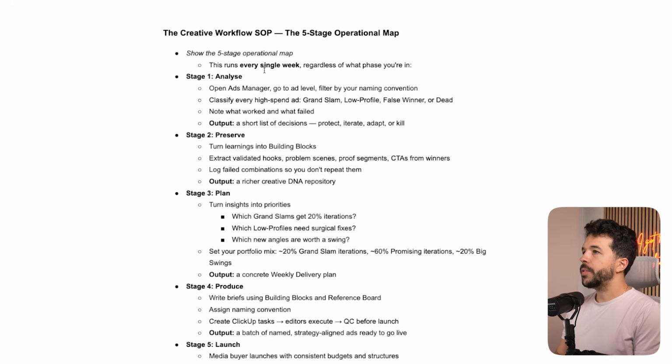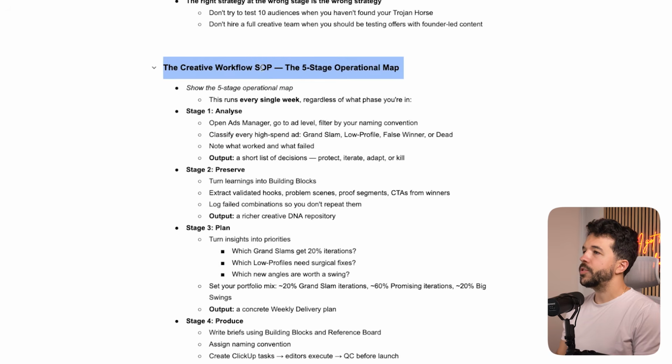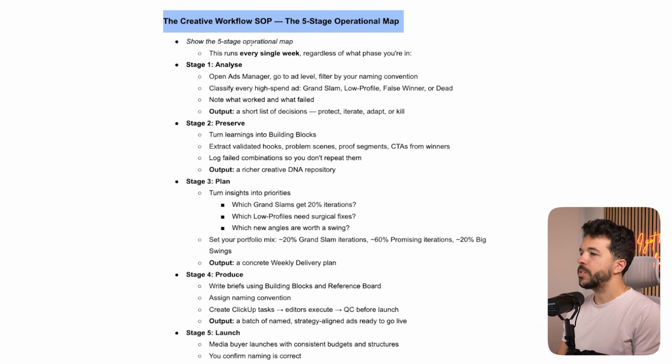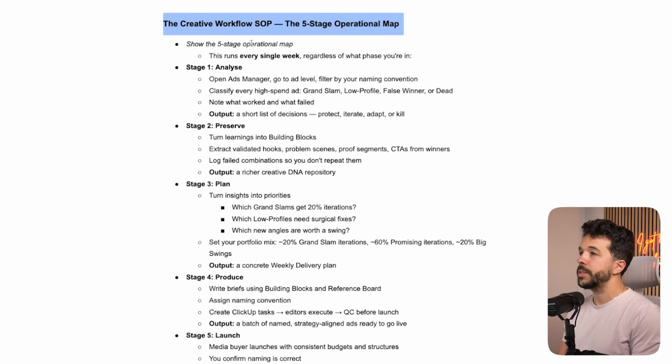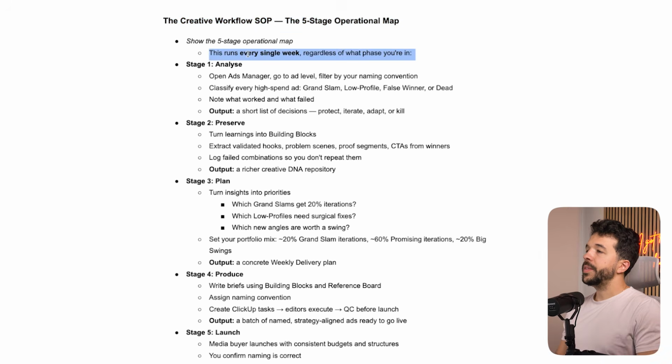Then the creative workflow, SOP, the 5-stage operational map. This is where we're getting close to the end, but there's still quite a lot, to be honest. So this is something that you want to run every single week, regardless of what phase you're in.